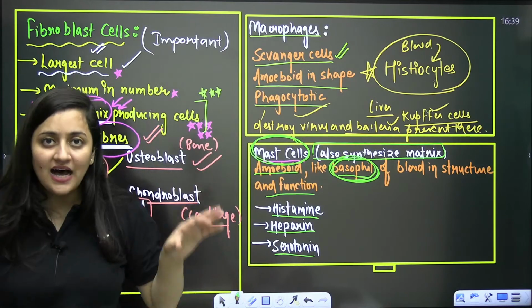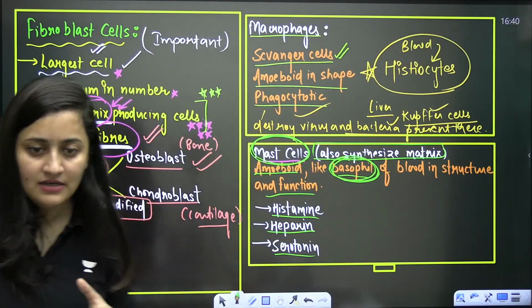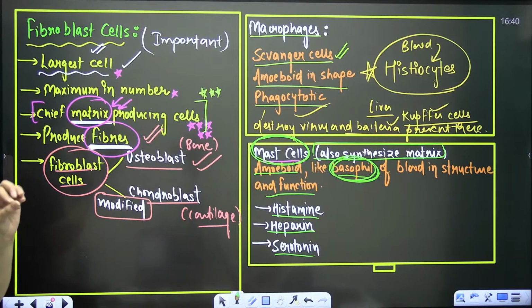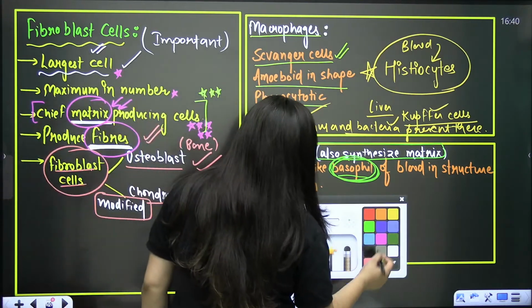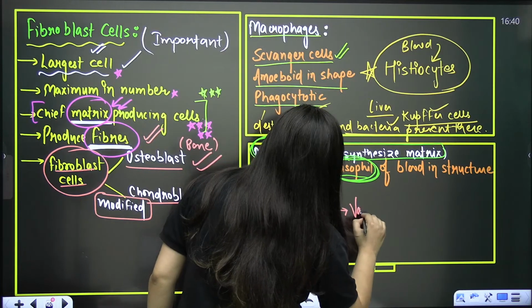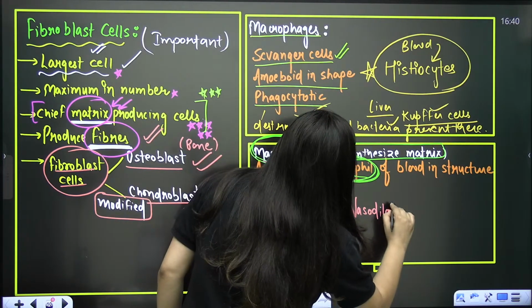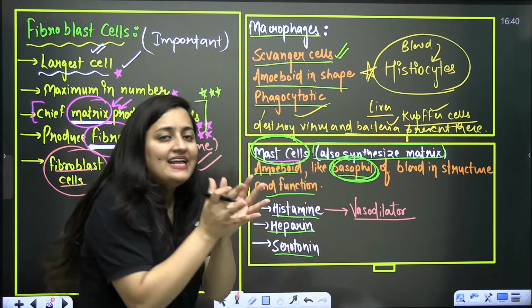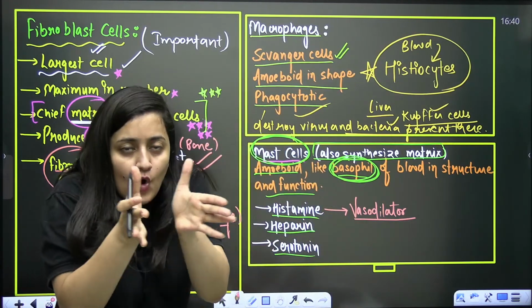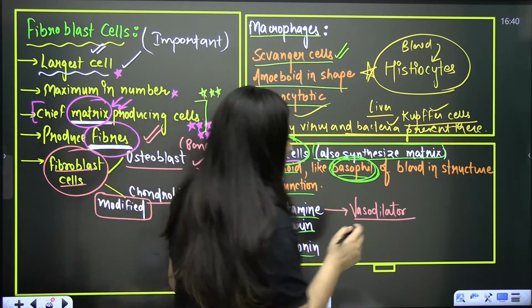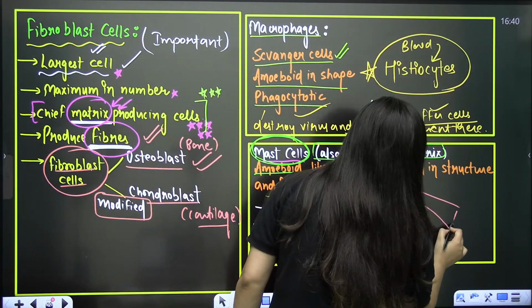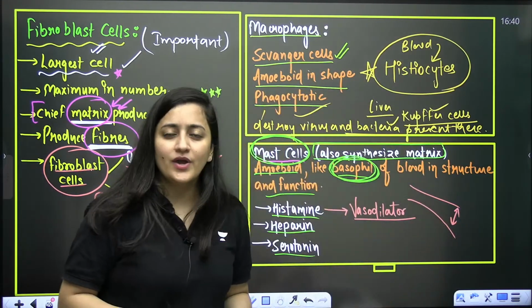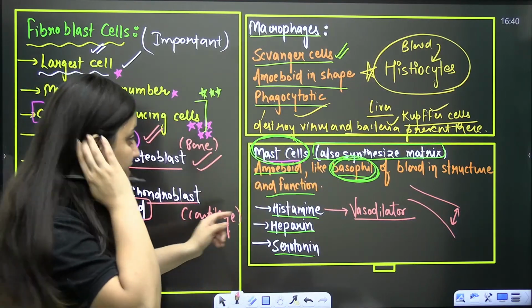What is the role of mast cells in the connective tissue? They release histamine, serotonin, and heparin. Clear? When you talk about histamine, histamine is a vasodilator. What is the meaning of vasodilator? It is going to dilate, that is, widen, the blood vessel.